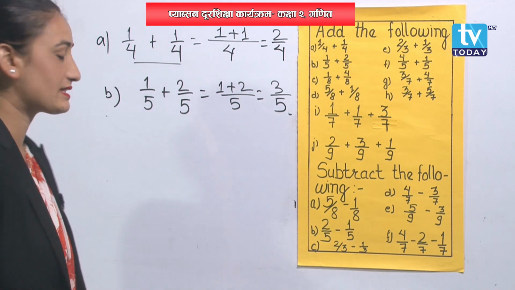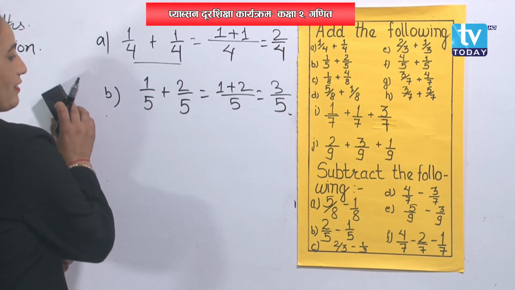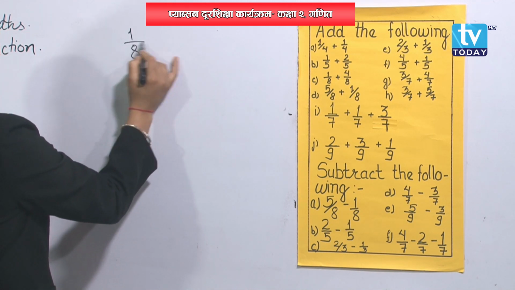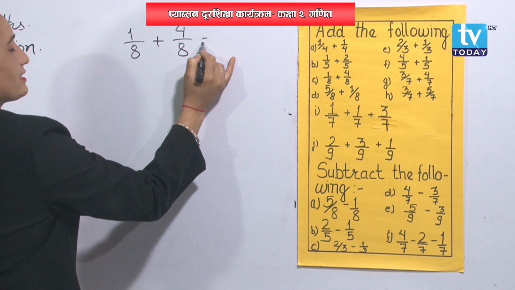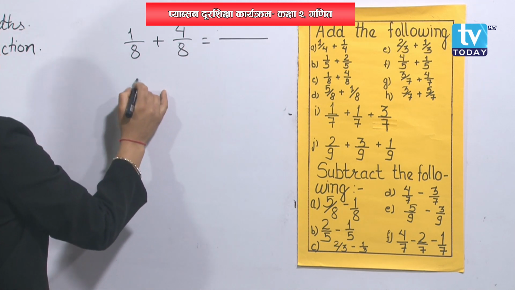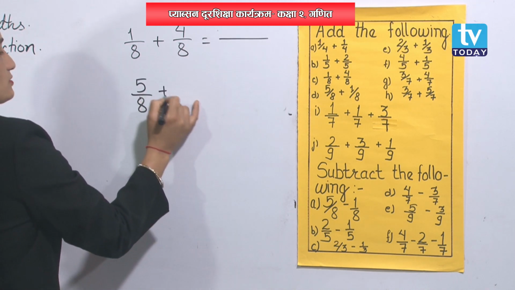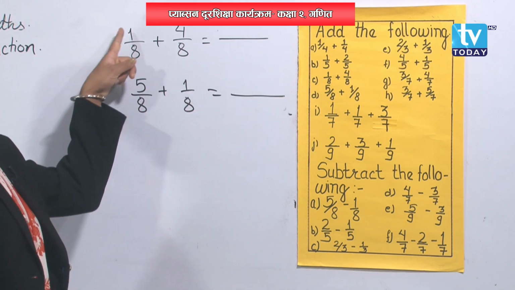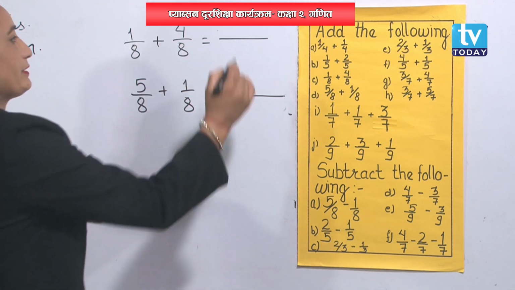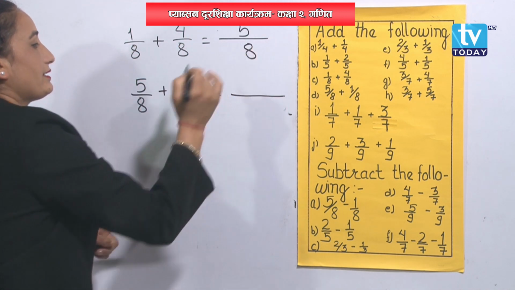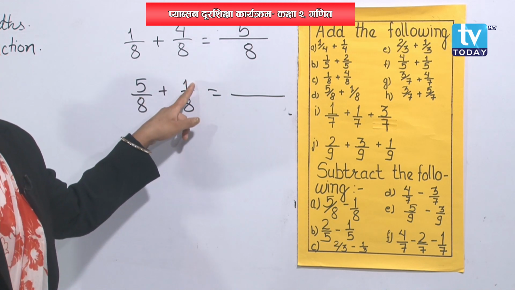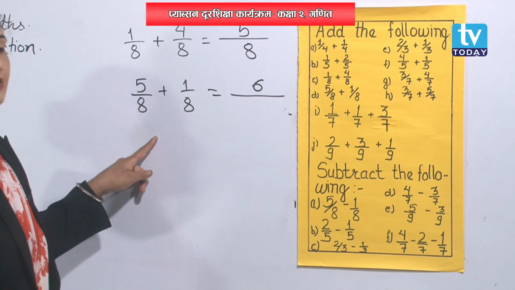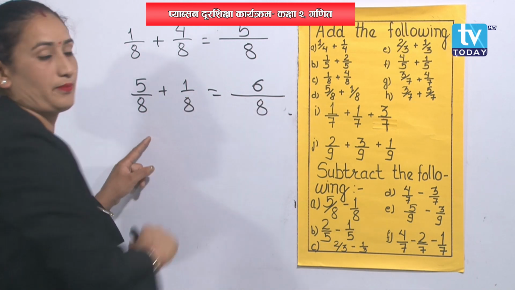Now tell me, what is the answer of 1 by 8 plus 4 by 8? Tell me fast, students. And 5 by 8 plus 1 by 8, what will be the answer? Okay, 1 plus 4 will be 5, so 5 by 8. 5 plus 1 will be 6, write down 6. Among the two, let's take the 8 as one common.